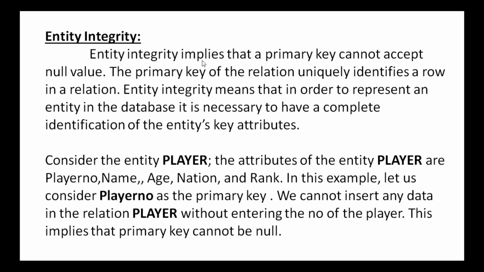For example, consider the player entity. The attributes of the entity player are player number, name, age, nation, and rank. Consider the player number as the primary key. We cannot insert any data in the relation player without entering the number of the player. This is very important. For example, when you take the student table, student roll number is compulsory; you should enter each and every student's roll number. And in the employee table, employee number. Like that, if you take any entity, the attribute that is used to identify each and every record uniquely should be unique and cannot accept null values. This refers to the entity integrity constraint.